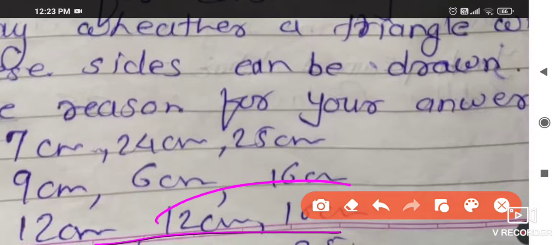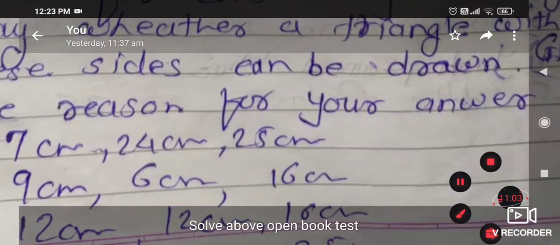So in this example also, the sum of two sides is always greater than the third side, that's why we can construct the triangle of the given measure. We have to use only this property.